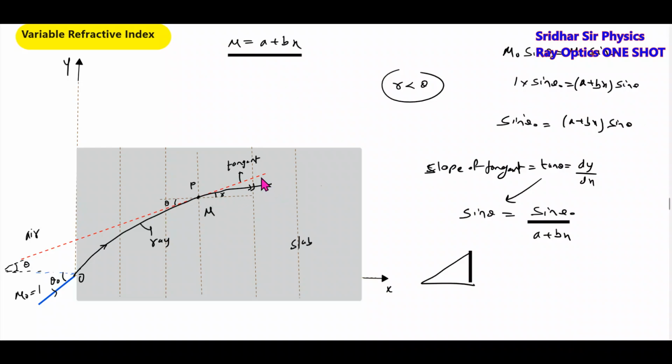It will bend here. Then at point P there is a boundary and a normal. Let theta be the angle of incidence, r the angle of refraction. Then from the entry point to the point P, I'll write Snell's law. Mu naught sine theta naught is equal to mu into sine theta. The medium through which it is entering is air, so 1 into sine theta naught. What is mu? The refractive index of the slab, A plus Bx. That is one equation.